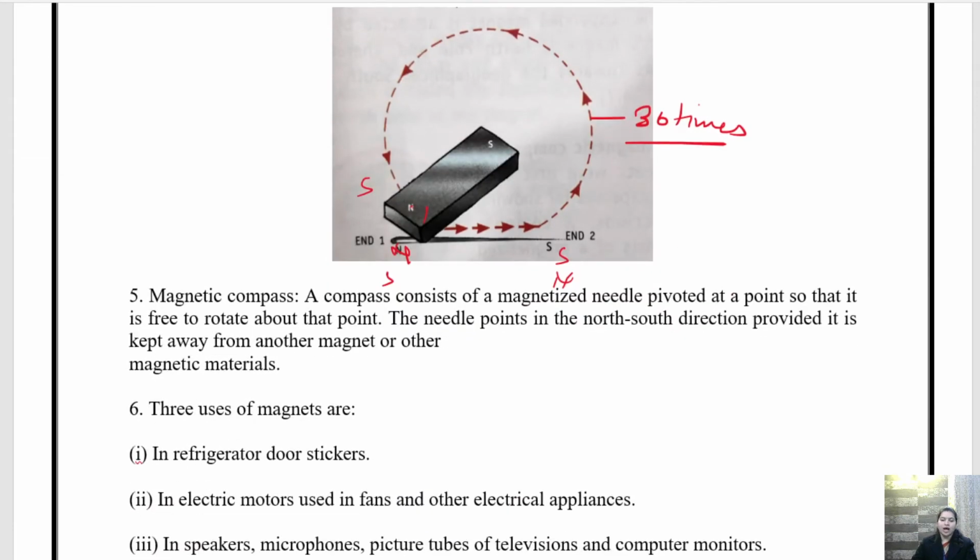Okay, though nowadays this is a traditional method, we don't generally use it. Nowadays electrical current is passed to form a magnet. Okay, now question number 5.